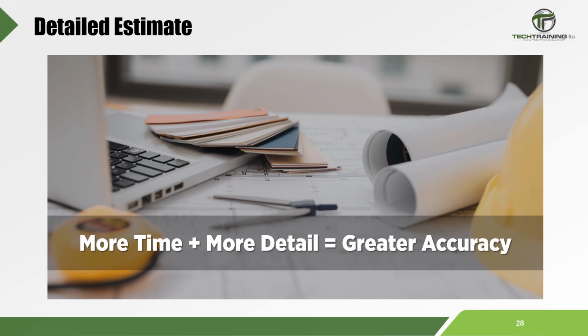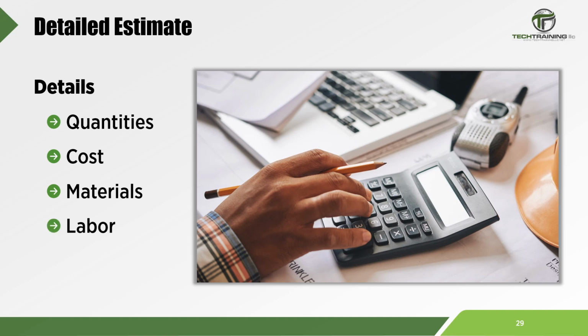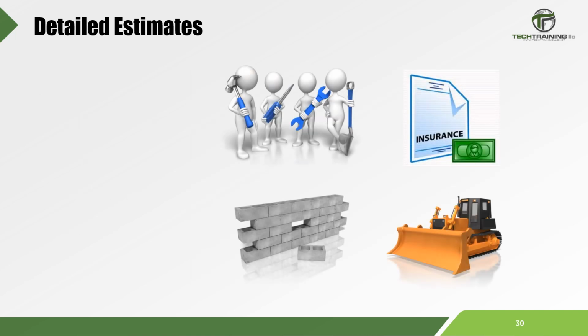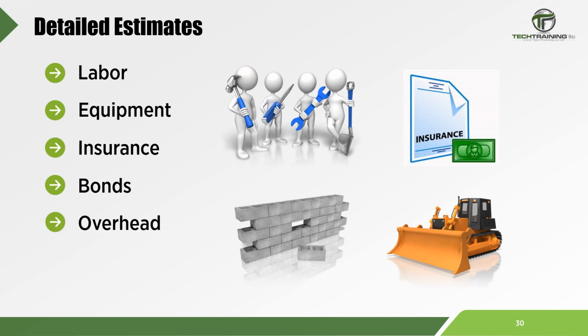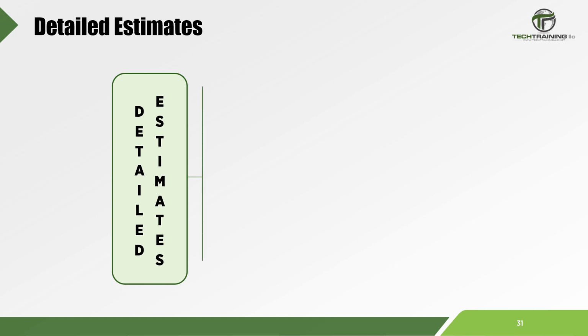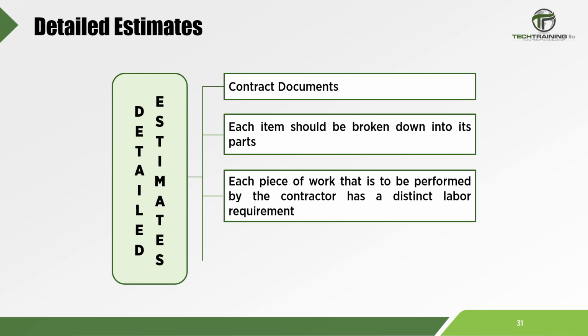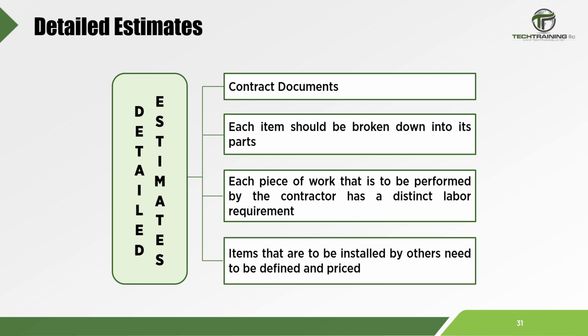So now, let's review these various estimating methods. A detailed estimate includes quantities, costs, materials, and everything that is required to complete the project. Also included would be labor, equipment, insurance, bonds, overhead, and of course, an estimate of the profit. Again, detailed estimates can only be completed with a complete set of contract documents. Every item of the project will be broken down into individual parts and estimated. Each portion of the work that will be performed by a contractor will be given distinct labor requirements that must be estimated. Any item that will be installed by subcontractors must also be defined and priced.